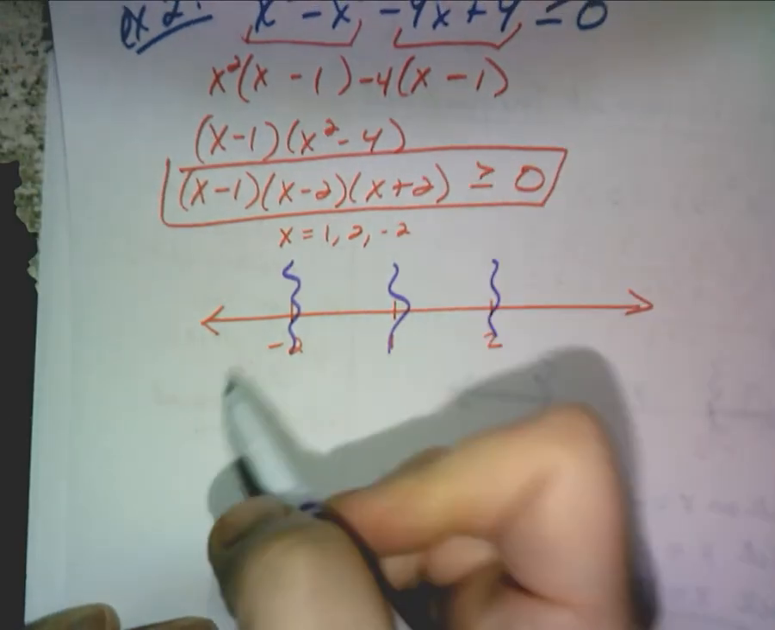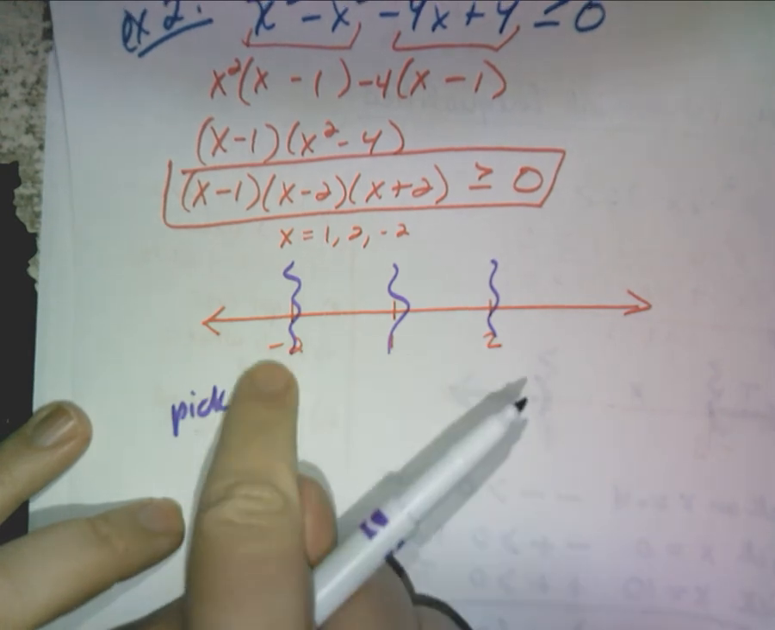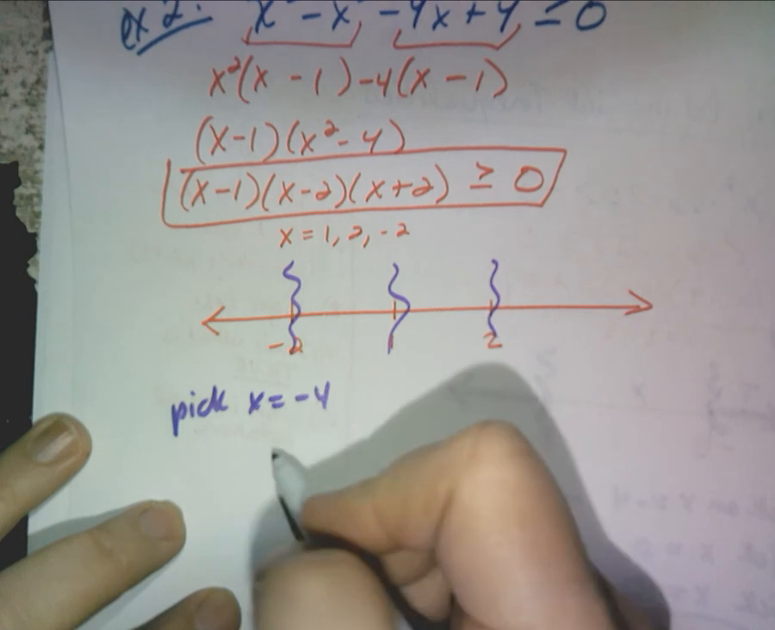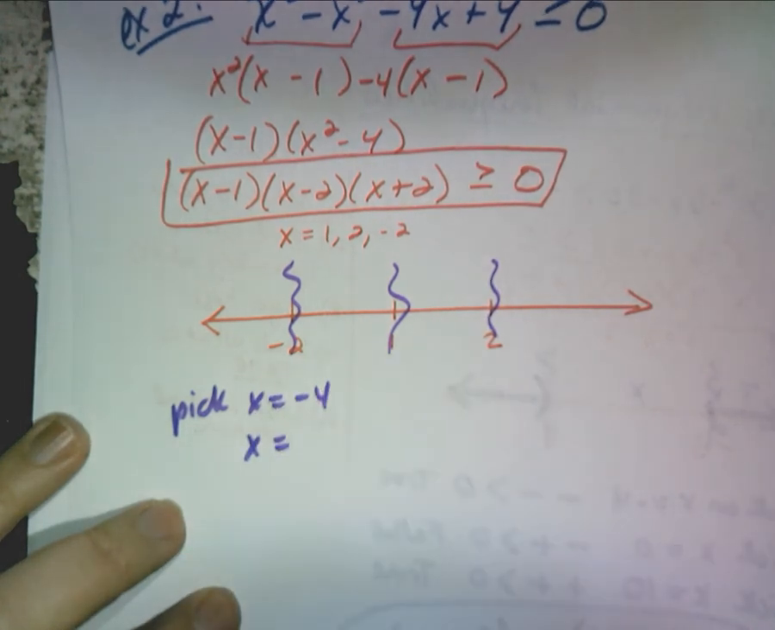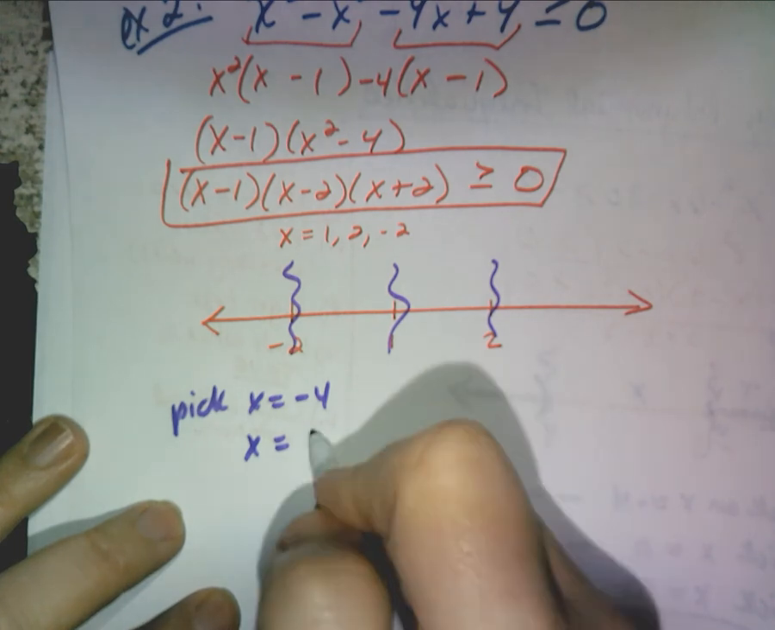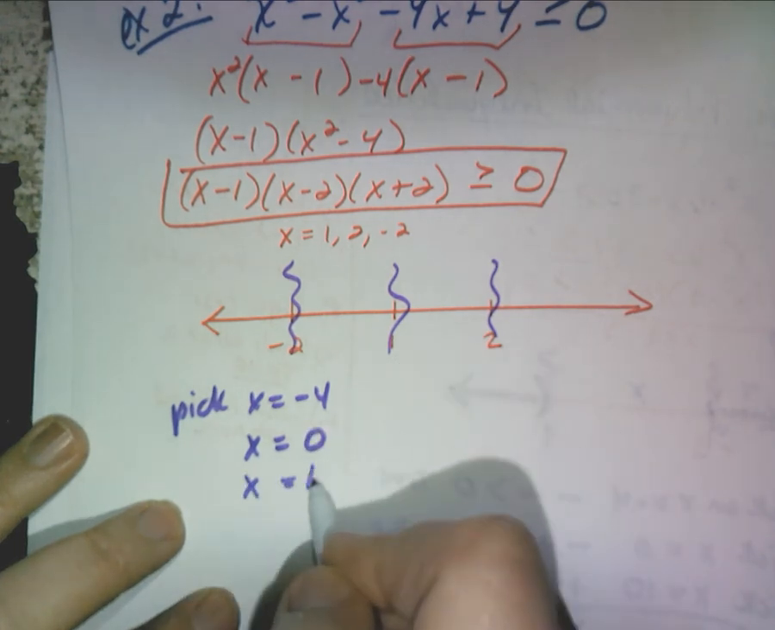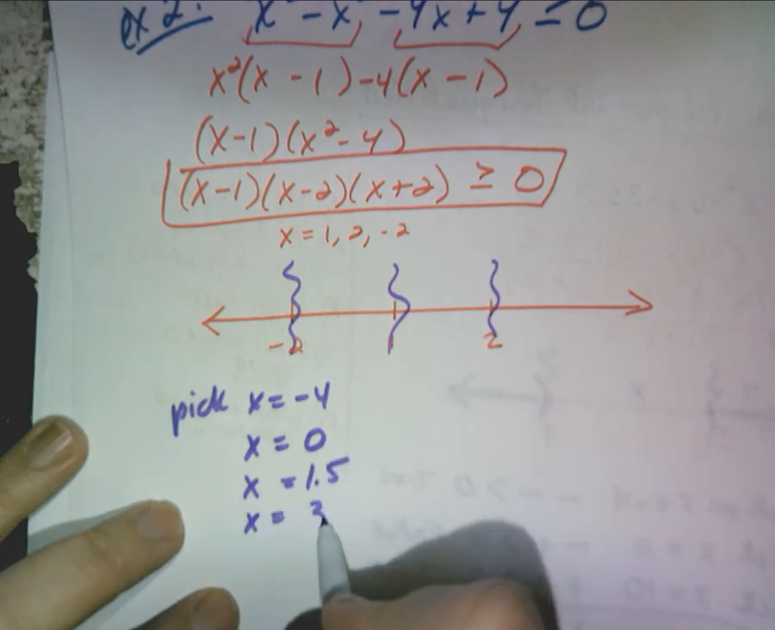So let's pick some values. So we can all do this together. Pick a number that comes before negative 2. Negative 4. Pick a number that comes between negative 2 and 1. That's the best one to pick, 0. Pick a number that comes between 1 and 2. 1.5. And pick a number that comes after 2, 3.